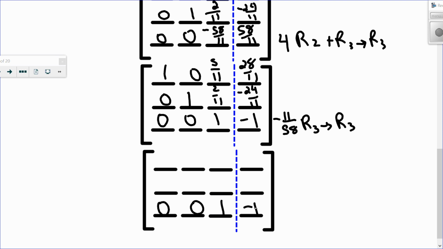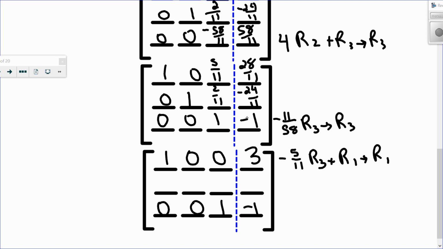Okay, so in row number 1, to get rid of this 5 over 11, I am going to multiply by -5 over 11 to row 3 and add it on to row 1, keeping it on row 1. So to row 3, -5 over 11 times 0 is 0 plus 1 is 1. -5 over 11 times 0 is 0 plus 0 is 0. -5 over 11 times 1 is -5 over 11 plus 5 over 11 is 0. Okay, and then I'm going to do -1 times -5 over 11, and then add that on to 28 over 11, and you get 3. Our fractions are gone.